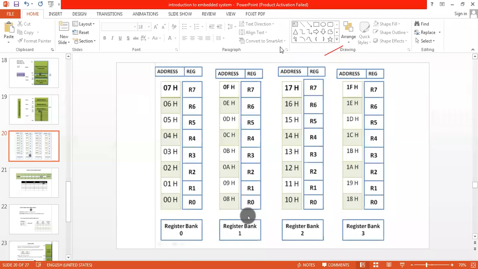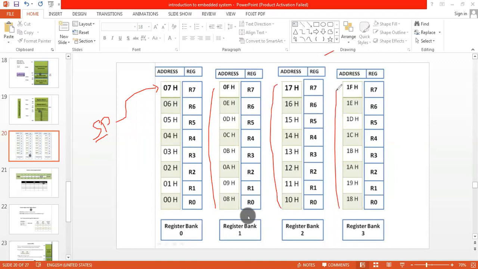So there is a stack pointer register which holds the starting address, that is 07H. The value of this register is 07H. Now this stack memory is from 08 to 0FH, 10 to 17H, and 18H to 1FH. These three banks of bytes are used for stack memory.